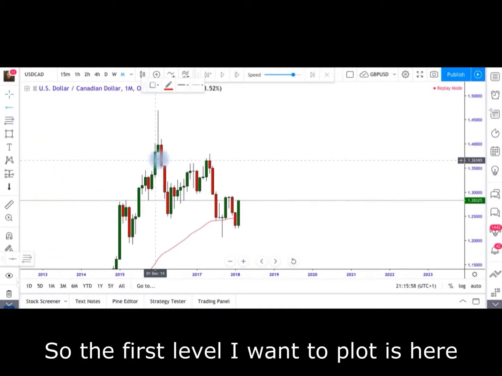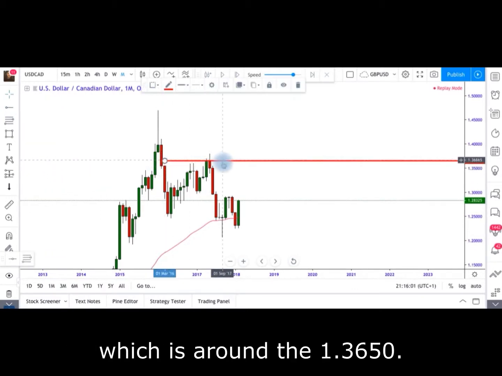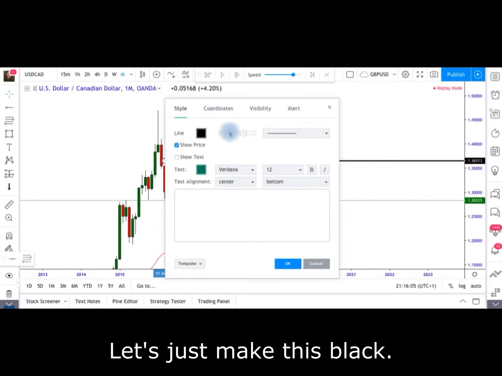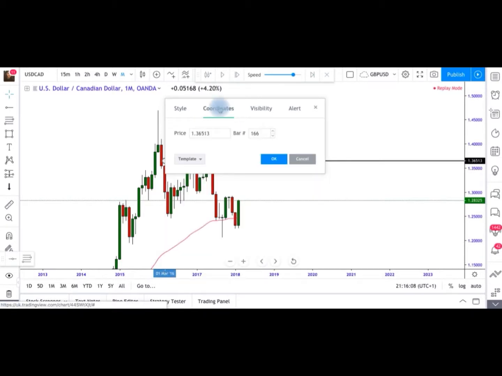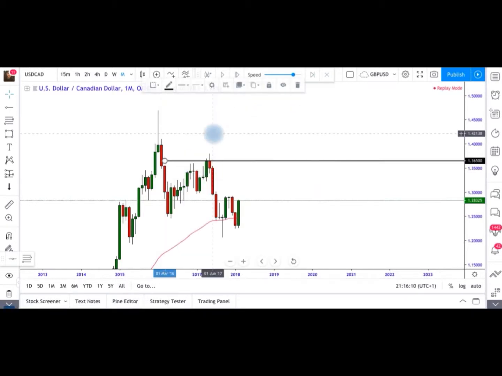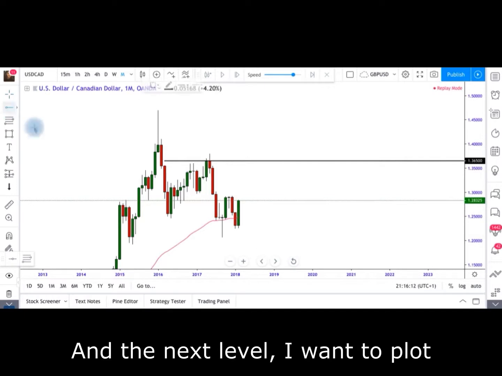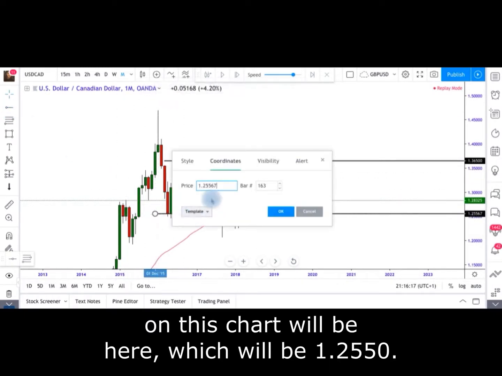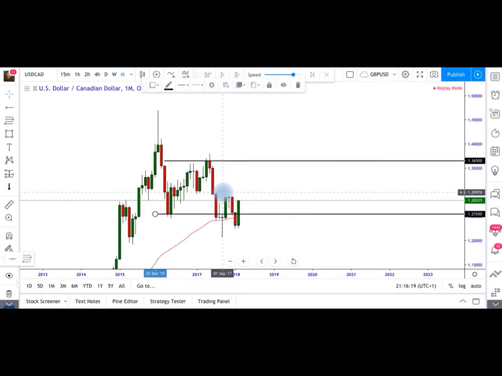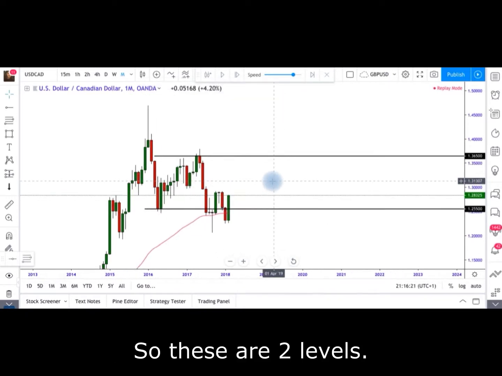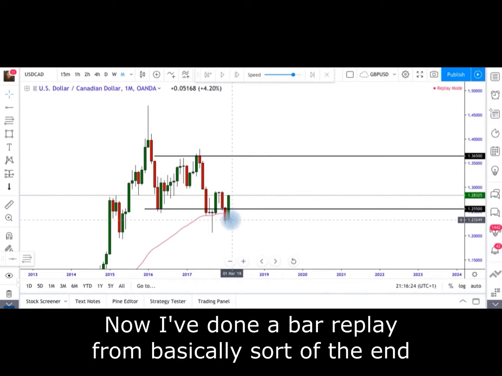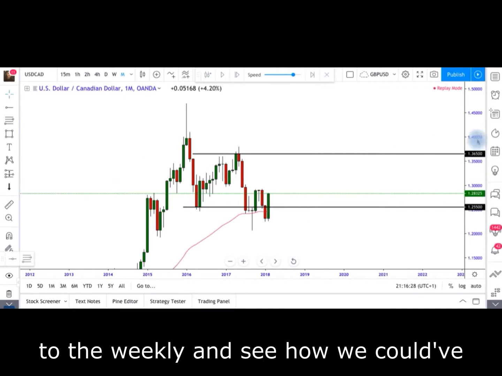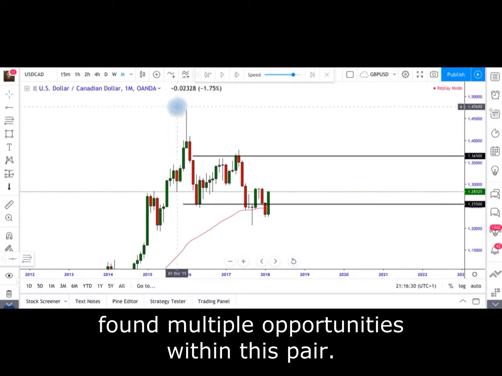So the first level I want to plot is here, which is around the 136.50. Let's just make this black. And the next level I want to plot on this chart will be here, which will be 125.50. So these are two levels. Now I've done a bar replay from basically the end of March, beginning of April. So now we're going to flick down to the weekly and see how we could have found multiple opportunities within this pair.